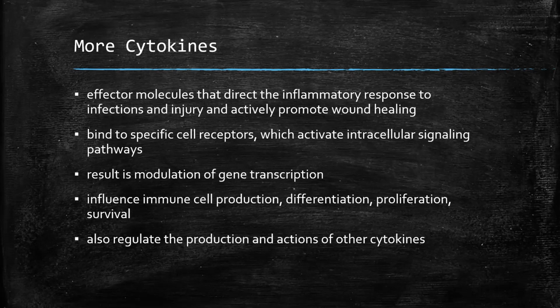All these cytokines are able to react with very specific receptors, and so they all have very specific effects. The result of a cytokine binding to a cell is ultimately going to be some kind of modulation of gene transcription. In general, you're going to upregulate gene transcription, and so you'll get more production of whatever product that cell is supposed to be producing.